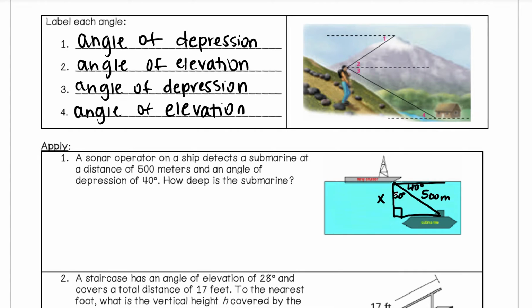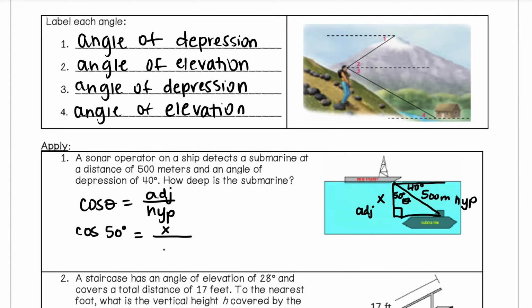I'm going to set it up in this regard for this example. So if I'm using this, that means my theta is up here in the top corner. So x would be the adjacent side, and the 500 is the hypotenuse. So I would be taking cosine here, because the cosine of theta is always your adjacent over your hypotenuse. So the cosine of my angle, which is 50 degrees, equals my adjacent of x over my hypotenuse of 500.